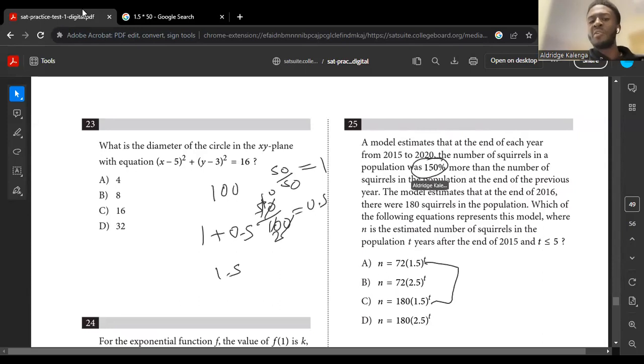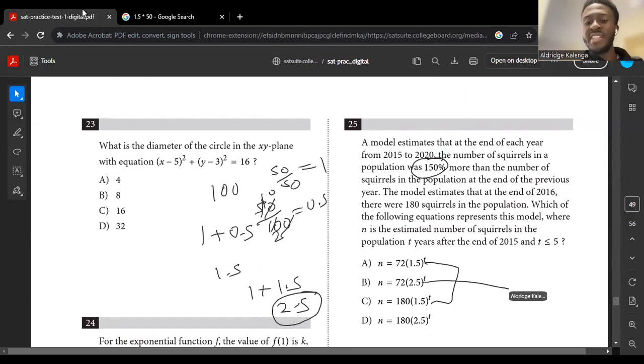But these guys want 150% more. So if this is 50% more, it means 100% more will just be another 1. So it's 2. If you're adding another 100%, you're adding 1. So if you're adding 150%, you're adding 1.5. So it means 150% more is actually 2.5. So we're only interested in this one and this one at the moment. Is that okay?